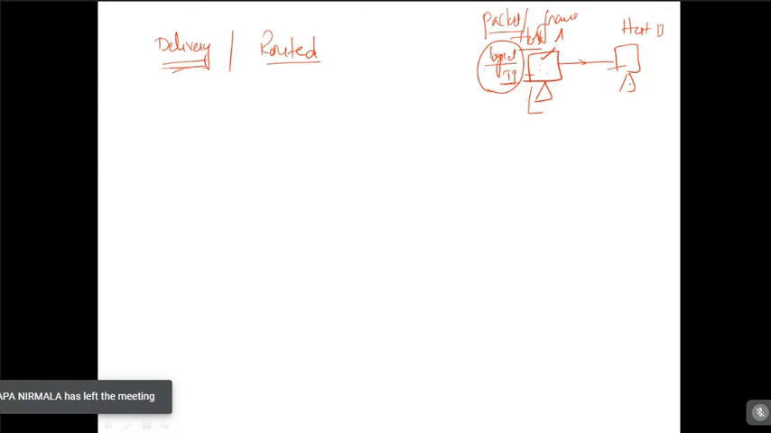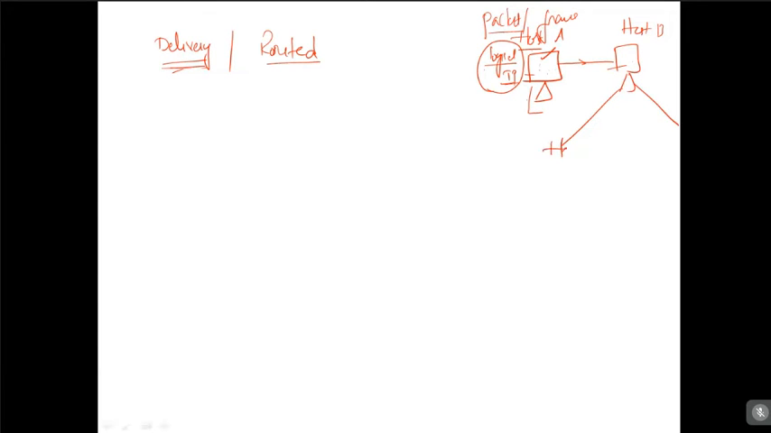Suppose from host B, in a networking environment like this, you have connected another host, let us say C, and another host, let us say D, from host B. So how is this particular packet going to be delivered from B to C or B to D? What is the protocol we are going to incorporate?